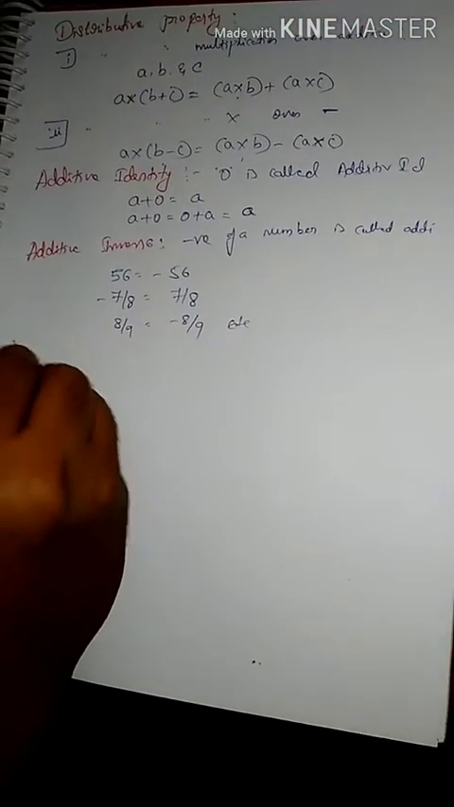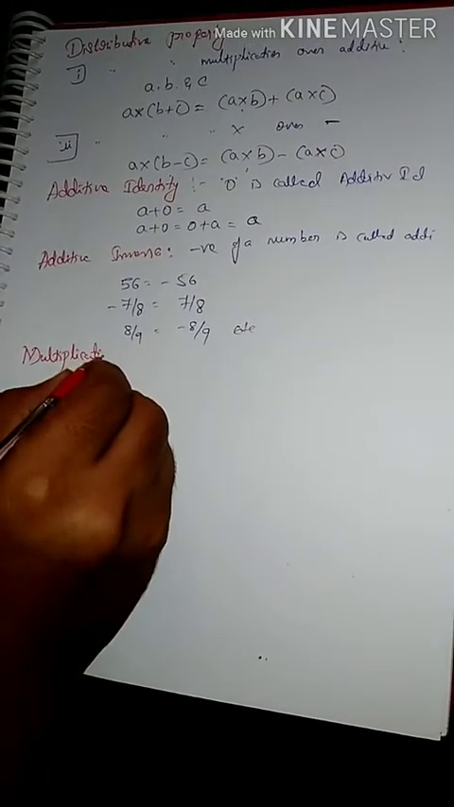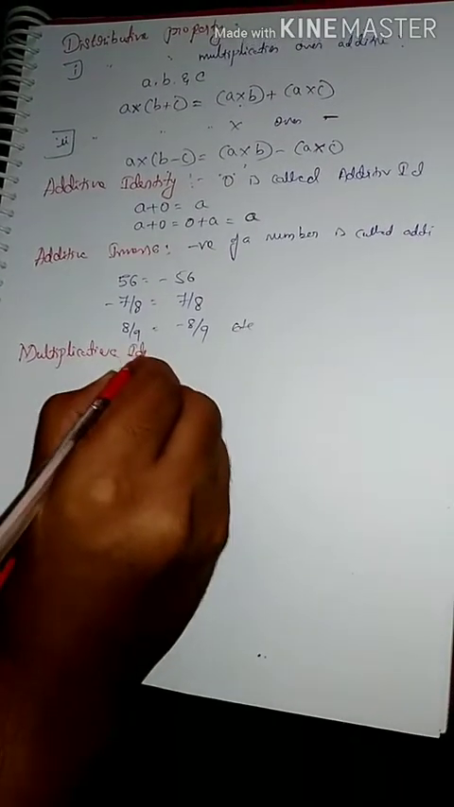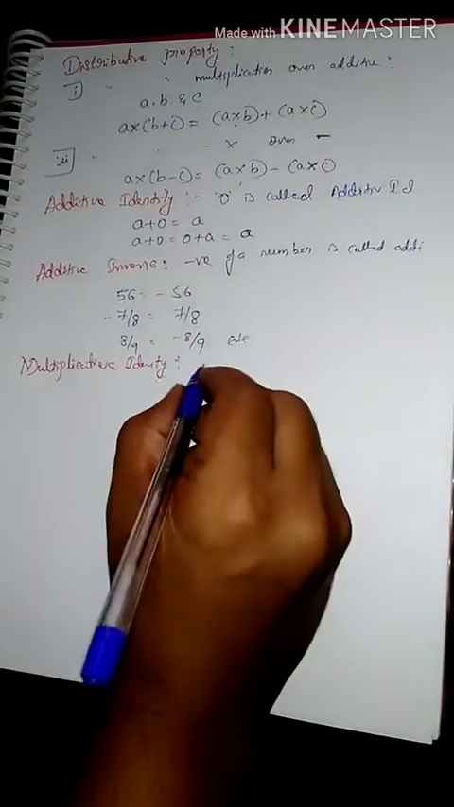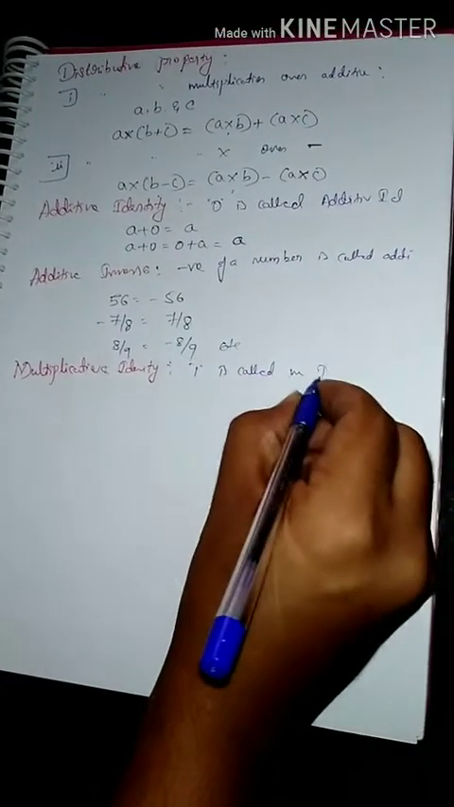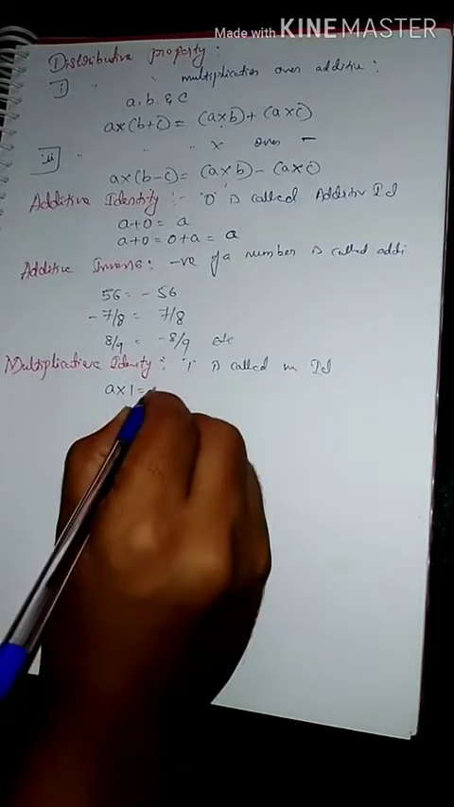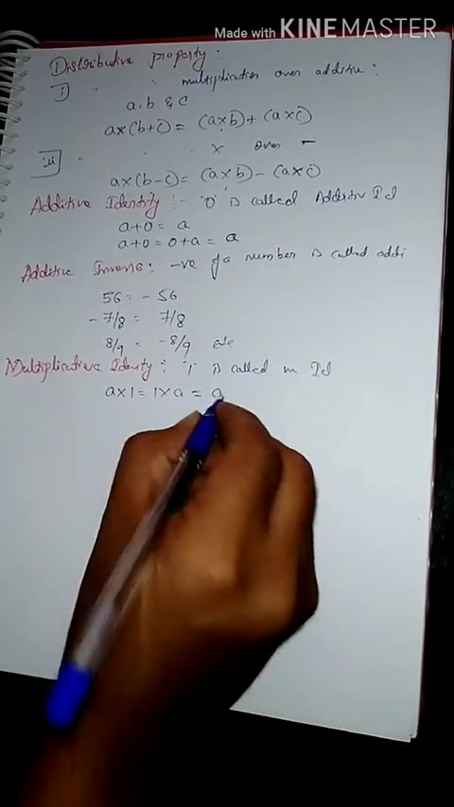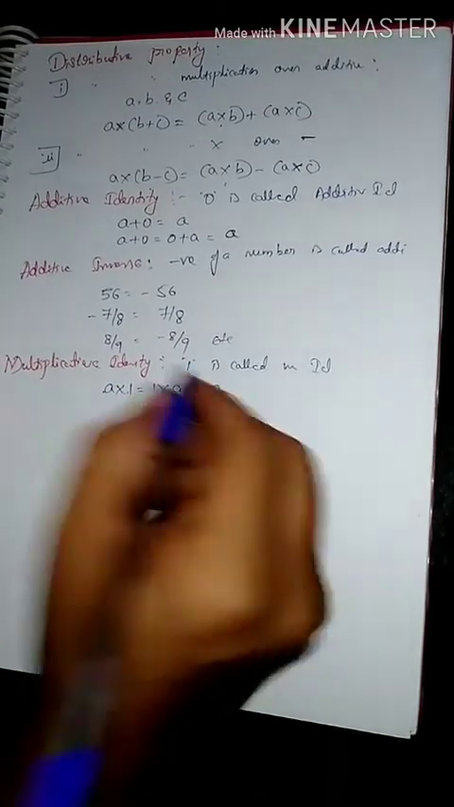The next, multiplicative identity. So 1 is called the multiplicative identity. For example, any number into 1 or 1 into any number, we will get the same number. 1 into a is equal to a, and a into 1 is equal to a.